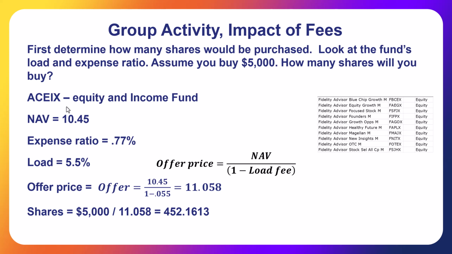So the NAV for ACEIX as equity in is $10.45. Expense ratio is 0.77%. The load is 5.5%. So the offer price in our formula, remember NAV divided by 1 minus the load, is $11.058. So divide that into the $5,000, and we would buy 452.1613 shares.